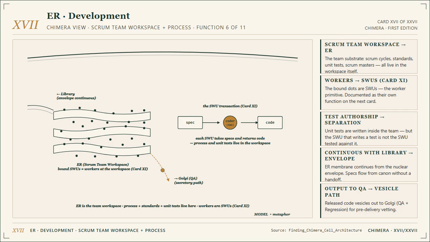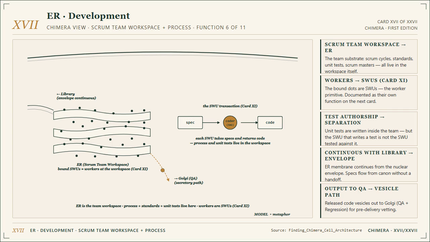Tests are authorized inside the team, but the SWU that writes a unit test is not the SWU tested against. Authorship and verification are separated by the workspace's process. One worker doesn't grade their own work.